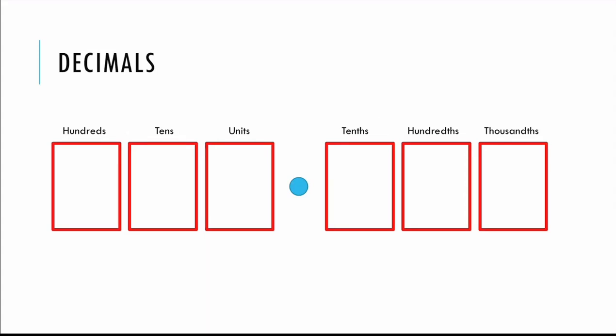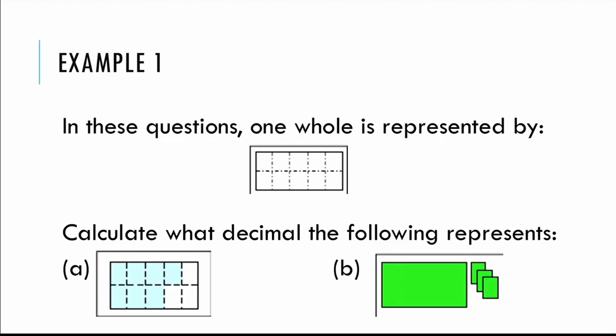So just to remind you a little bit about place value, we have our decimal point. On the left hand side of our decimal point are our whole numbers. We've got units, tens, hundreds, thousands, etc. On the right hand side of the decimal point are our decimal numbers, our tenths, hundredths, thousandths, ten thousandths and so on. So let's look at an example here.